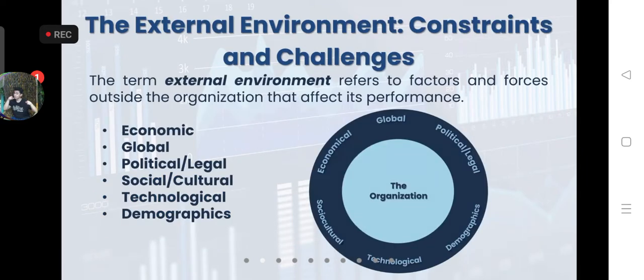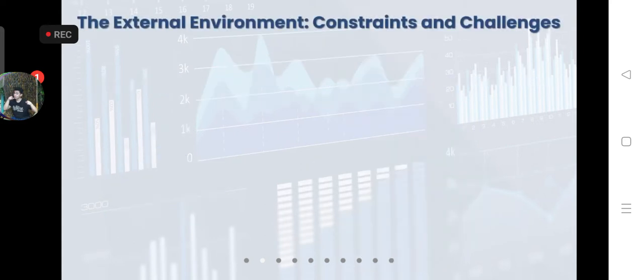So, the term external environment refers to factors and forces outside the organization that affect its performance. It includes several different components such as the economic, global, political or legal, social or cultural, technological, and demographic. So, next.